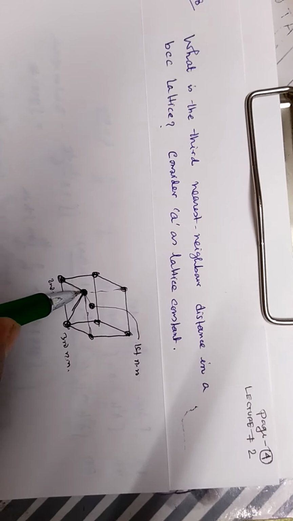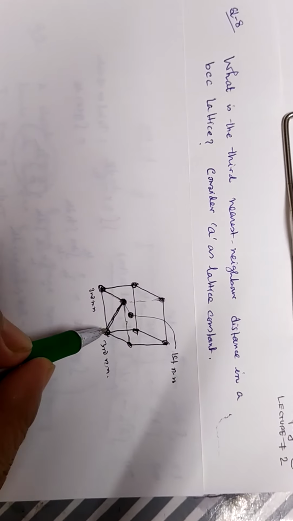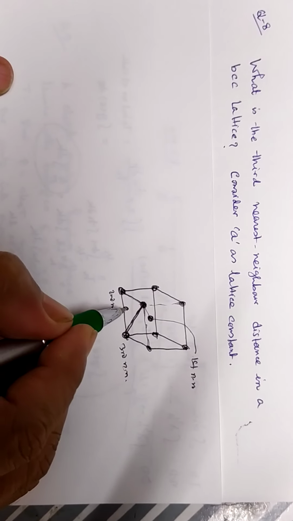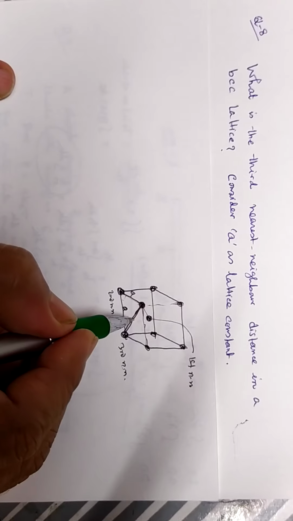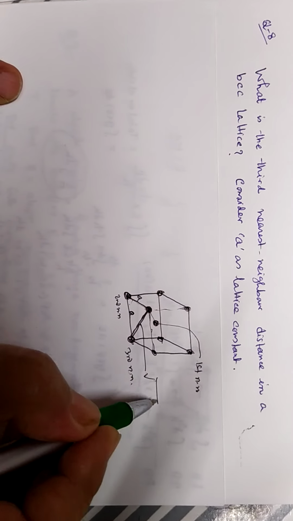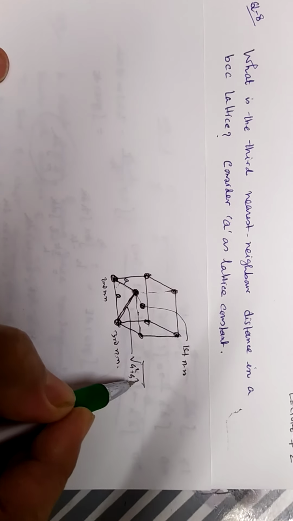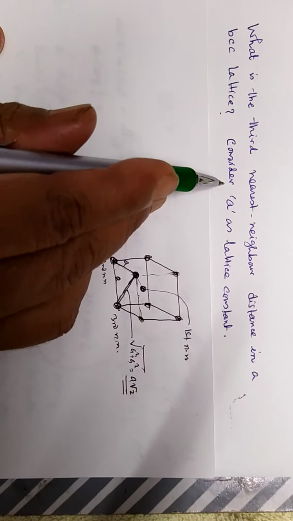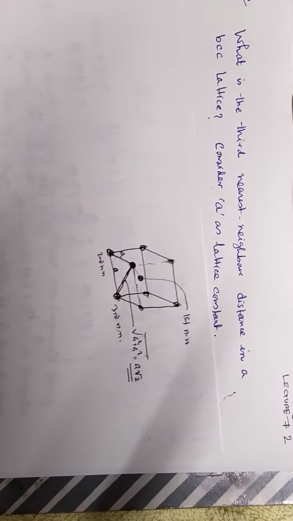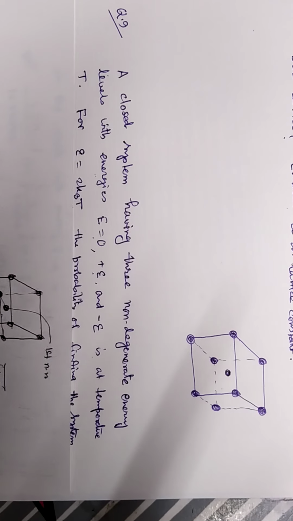Then what is the third nearest neighbor distance, the distance between these two? If this is A, and it is at right angle, then this distance is the square root of A squared plus A squared, which equals A root 2. So this is the answer for this question. Okay, now I move to the next question.